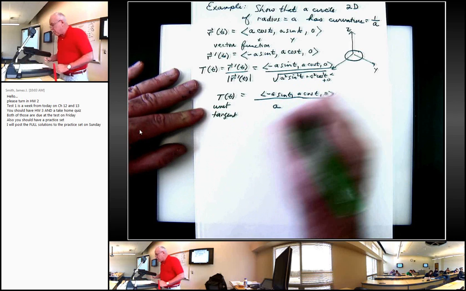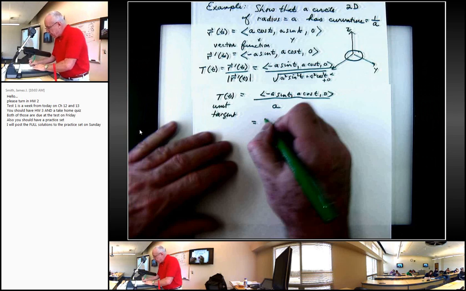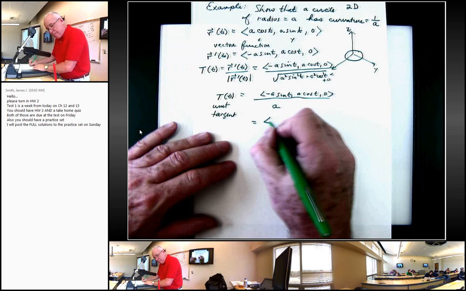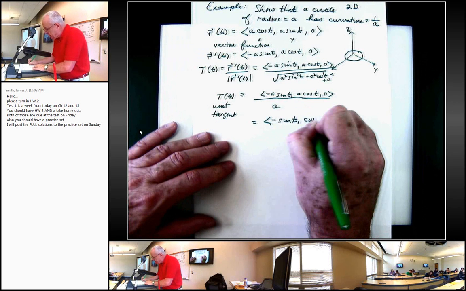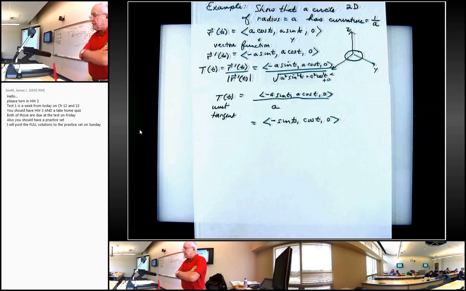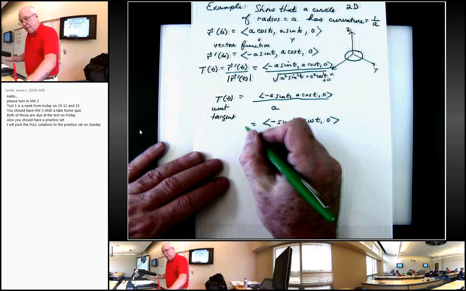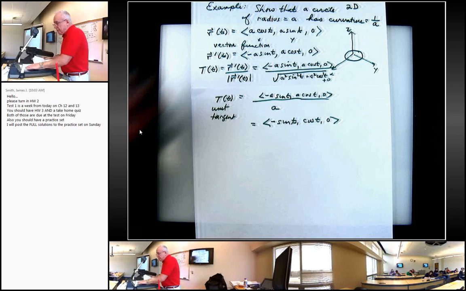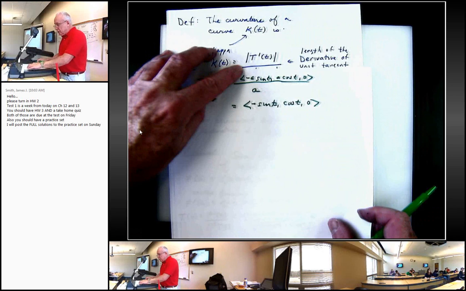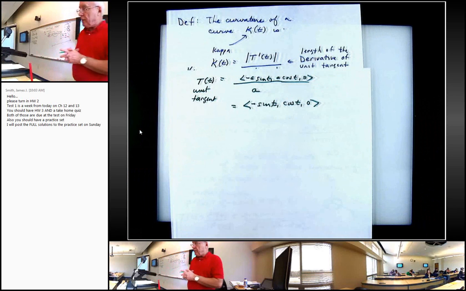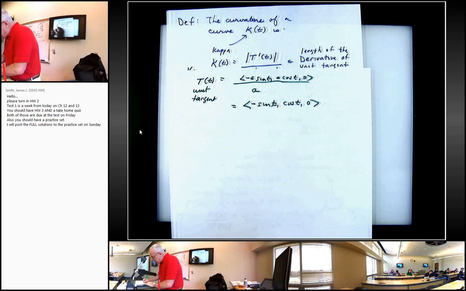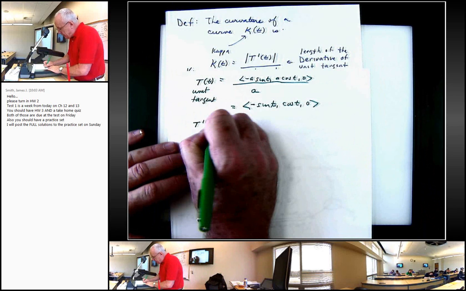And of course, when I divide by a with each of those terms up there, I get minus sine of t, cosine of t, and 0. So that's our unit tangent function. Now to use this definition, I need to take the derivative of the unit tangent function. So now let's get T prime of t.